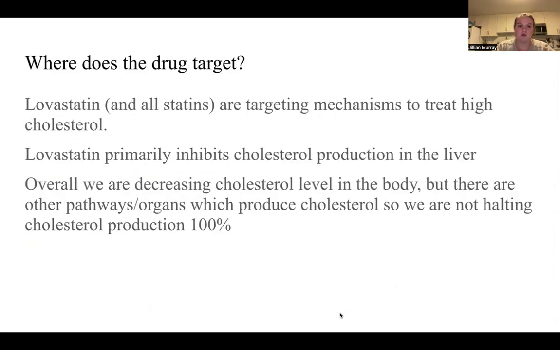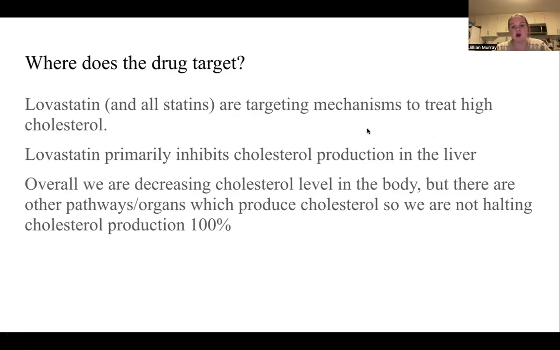So how does this drug work? What does it target? Obviously we want cholesterol in the body. It's very important for biological functioning. However, we don't want too much of it. So when we prescribe these drugs, we don't want them to shut down cholesterol function across the whole entire body. We just want to regulate it a little bit more so that we have overall less.